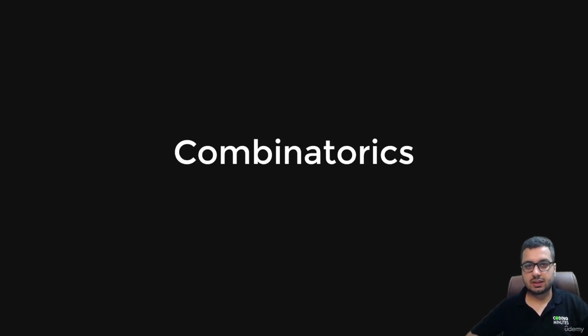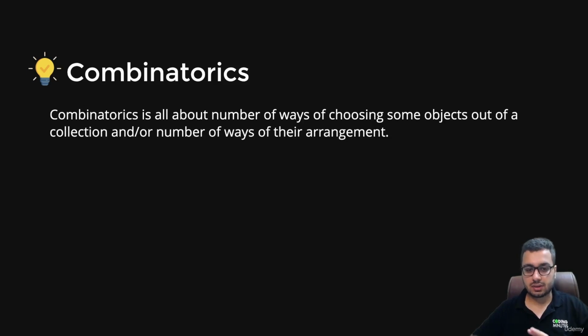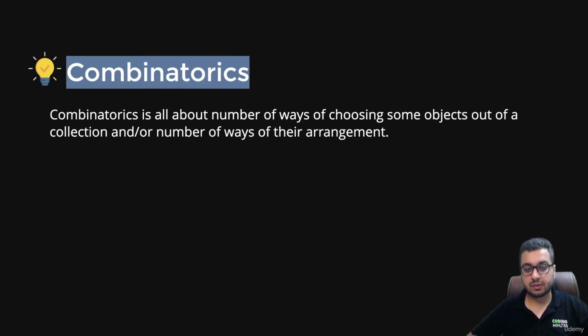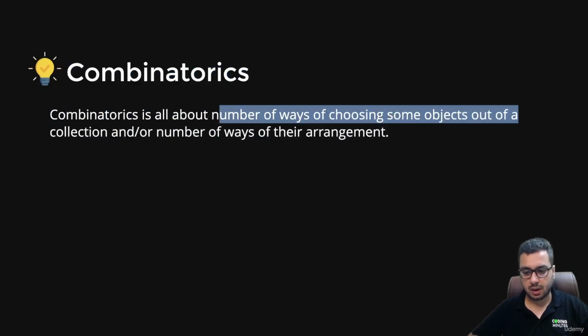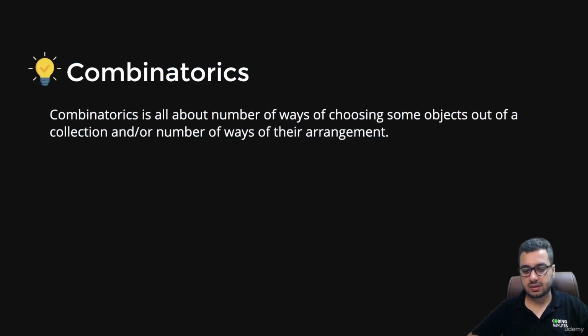Hi everyone, in this lecture we will talk about combinatorics and we will discuss two important concepts. One is called permutation and the second is called combination. So what is this study of combinatorics? It's all about finding the number of ways of choosing some objects out of a collection or the number of ways of arrangement. The number of ways of arrangement is also called the number of permutations.